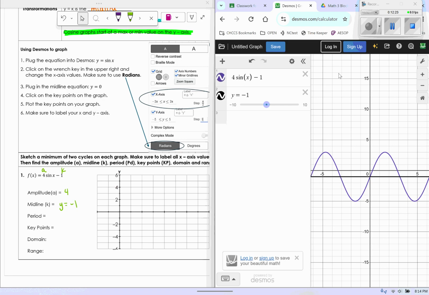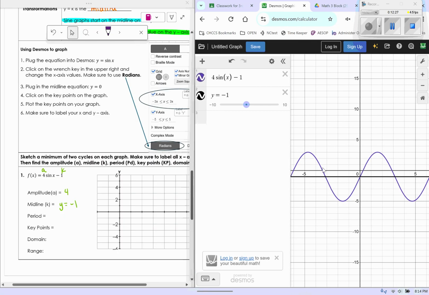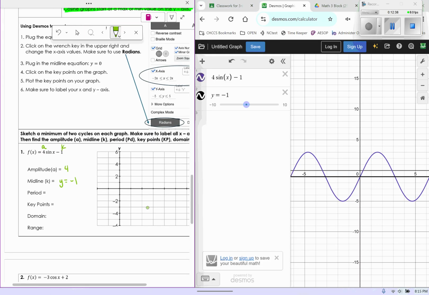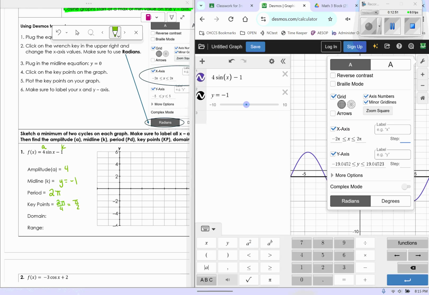So if I'm looking at my graph here in Desmos, I'm looking from negative 2 pi to 2 pi. When I'm graphing this, the period, since we're not changing it right now, we'll change it in the next lesson, is just 2 pi, one time around our circle. The key points then would be the period divided by 4, which is pi over 2. So if you know that, you can change the theta step here and type in pi divided by 2.